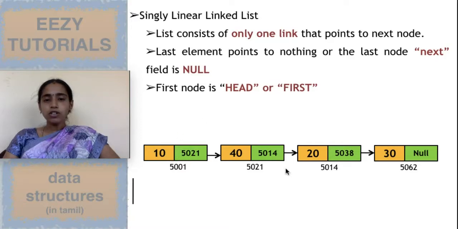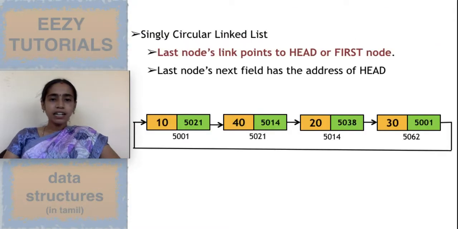So the first node will point to the second node, the second will point to the third, and it goes on. The last node's next part is null, which means it is called a singly linear linked list. You will have only one-way access, and that too will end in the last node. So this is the singly linear linked list.